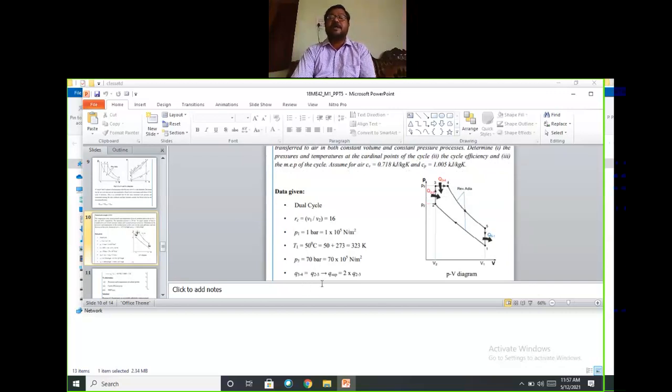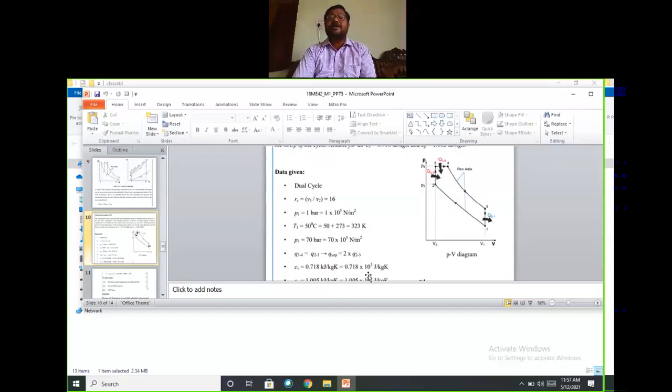Q3 to 4 is equal to Q2 to 3. Heat supply is nothing but twice Q2 to 3, since equal heat supply is there. That's why Q3 to 4 is equal to Q2 to 3. It implies that Q supply is 2 into Q2 to 3, twice this.